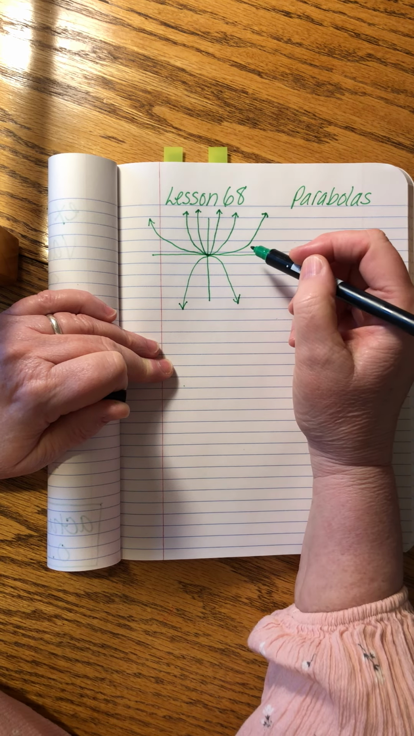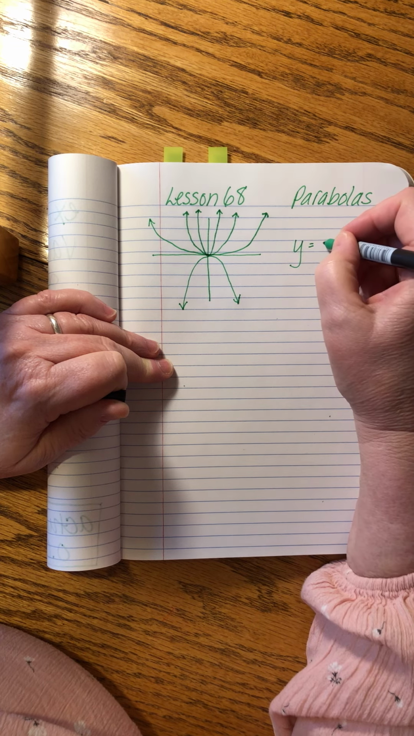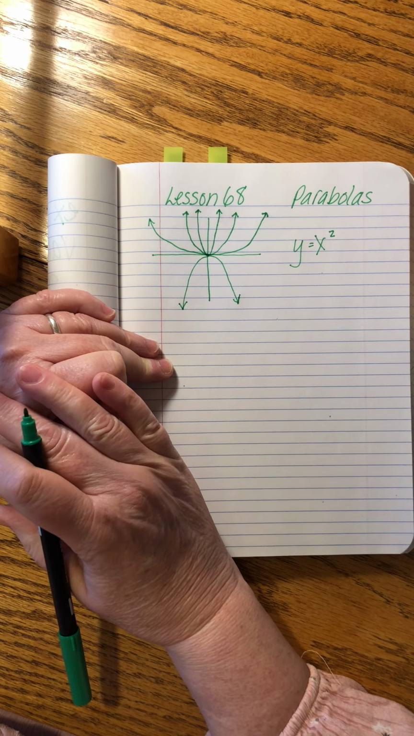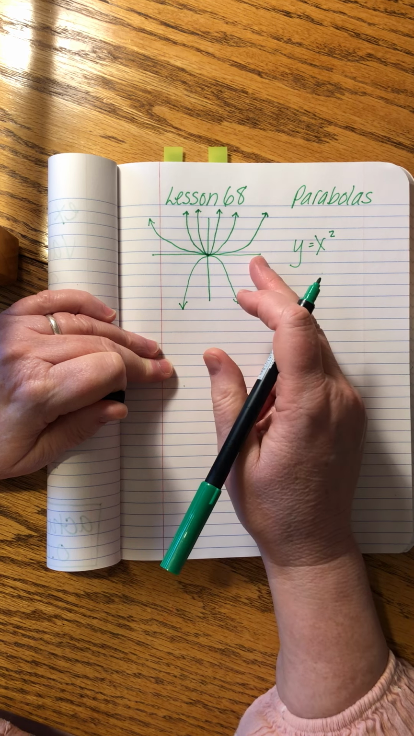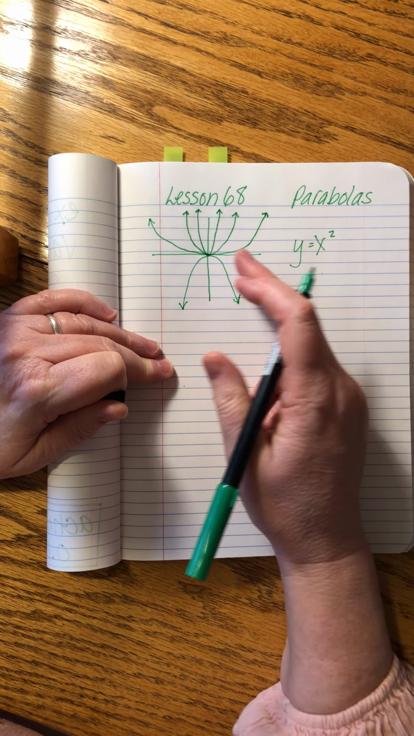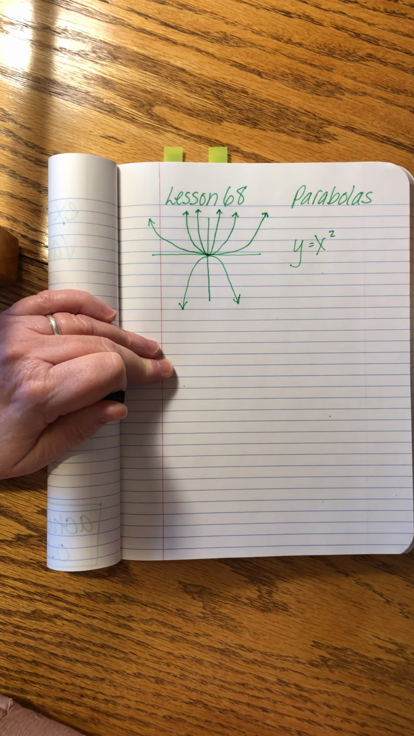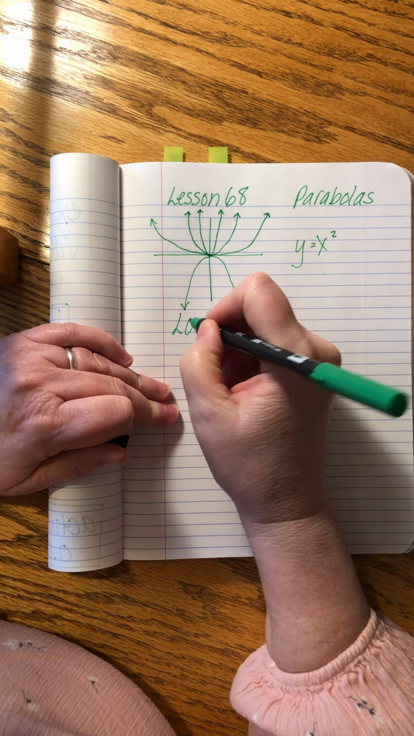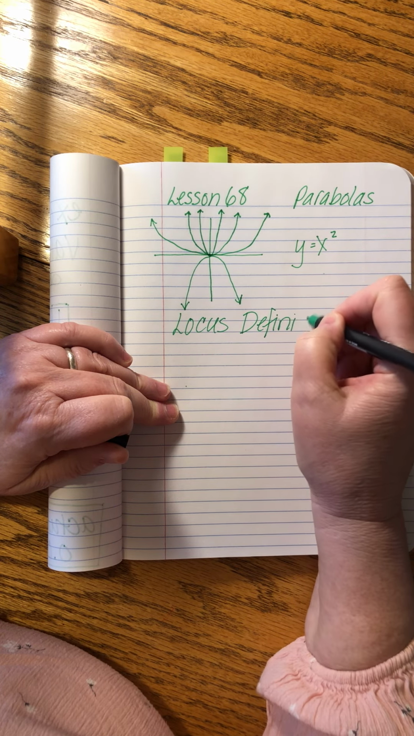And we know that they're all a variation of this function, right? They go skinnier if you multiply them by a whole number. They go fatter if you multiply them by a fraction. They go upside down if there's a negative sign in front of them. That we all know. But what we're going to talk about this time is something called the locus definition of a parabola.